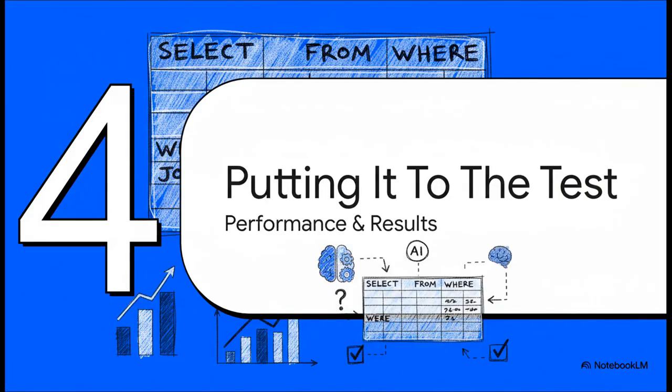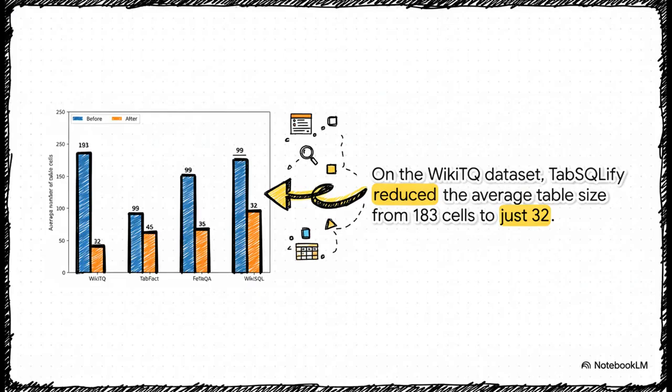Okay, so that example is awesome. But does this actually work at scale? Well, the researchers put it through its paces on some seriously challenging datasets. And the results, they're pretty striking. This chart shows you just how massive the data reduction is. Take the WikiTQ dataset, for instance. That's that first bar there. TabSQLify absolutely slashed the average table size the AI had to look at, from 183 cells all the way down to just 32. That's what, an 82% reduction in all the noise it has to sift through?